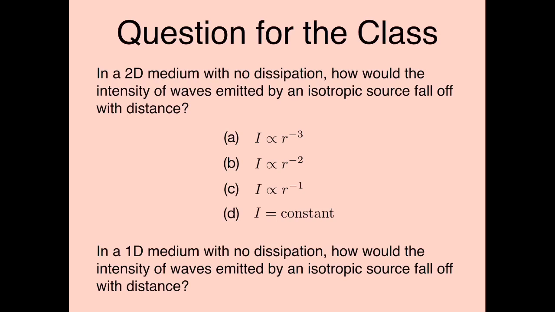Okay, so here's another question for you to think about. In a two-dimensional medium with no dissipation, how would the intensity of waves emitted by an isotropic source fall off with distance? Okay, so we know in a three-dimensional medium that the answer is they follow the inverse square law, so I would be going like r to the minus 2. But try to work out what this would be for a two-dimensional medium, okay? And then as a follow-up to that, what would the answer be if you had a one-dimensional medium, okay? So pause the video, think about this for a second, and see if you can come up with your answers.